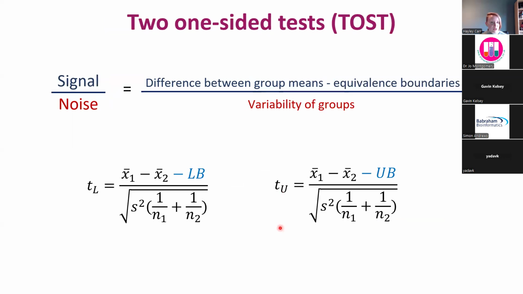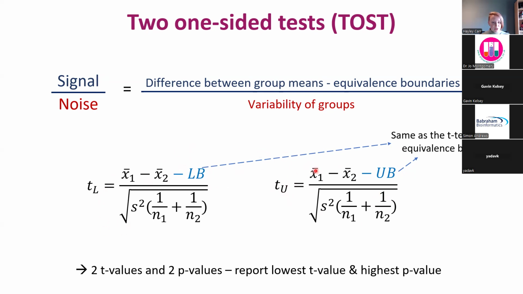In the case of our two one-sided tests, these are very marginally more complicated, but essentially the same. So this time our signal, instead of just being the difference between the group means, is the difference between the group means minus our equivalence boundaries. So as the name suggests, and as we saw previously, we have two tests, so we end up with two t-values. The equation is entirely the same except for taking away the equivalence boundaries, the lower boundary for the lower t-value and the upper boundary for the upper t-value.